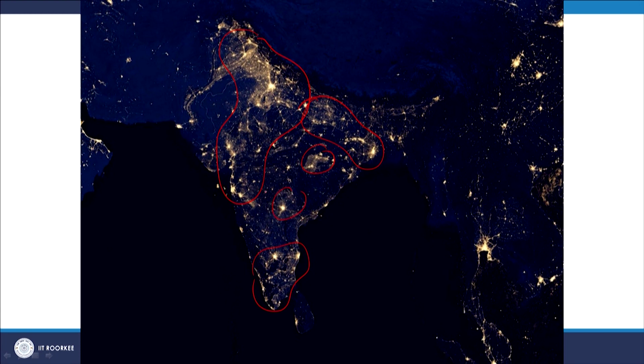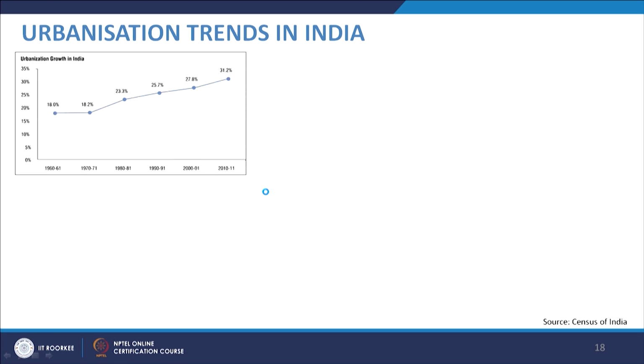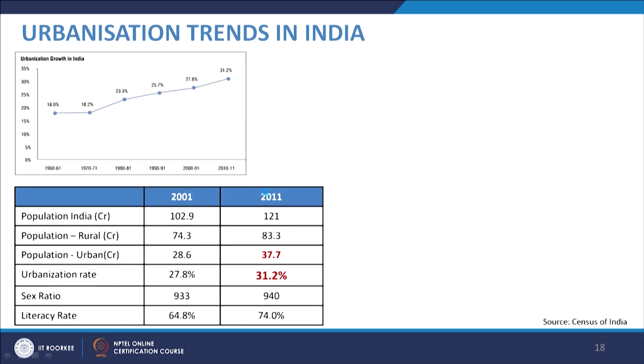So, but yes, by and large the urbanization level is not very large like the other European countries. Indian urbanization is still in the 30s. So, now let us see the urbanization trend in India. During 2010 and 11 we had urbanization of about 31%, that means roughly it is 1/3.